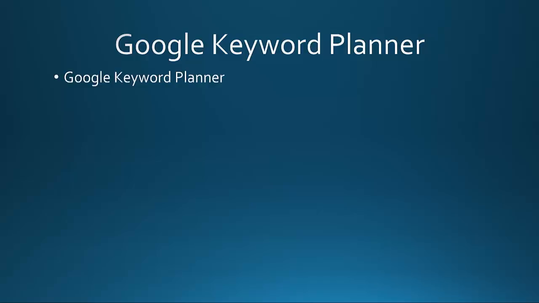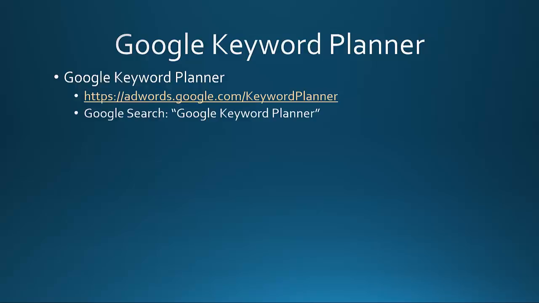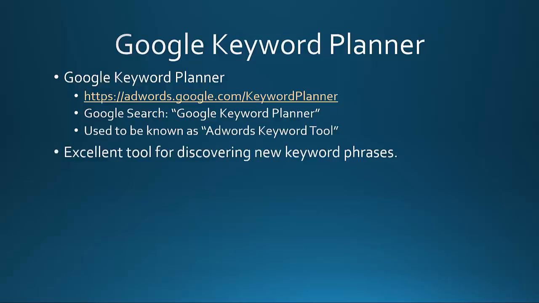The Google Keyword Planner tool, I'm going to show you a little bit about how this one works. I kind of gave you an overview of it, but you can find it right now at adwords.google.com/keywordplanner. You could again also search for Google Keyword Planner. And one thing to keep in mind, that URL may change. That's why I also put in to do a Google search that way. It used to be known as the AdWords Keyword Tool.